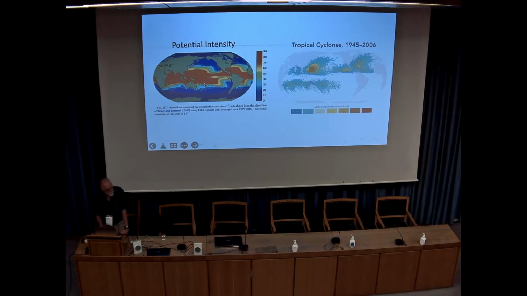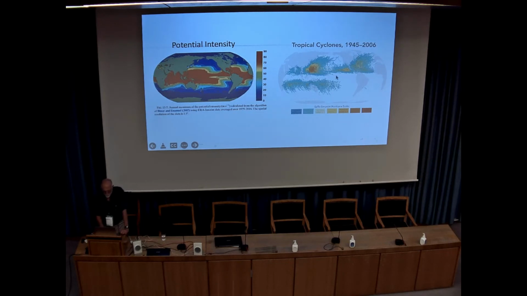So as it works, this is the potential intensity in a worldwide map. You can compute these things from data, which made it very powerful. And potential intensity basically follows the tropical belt here.